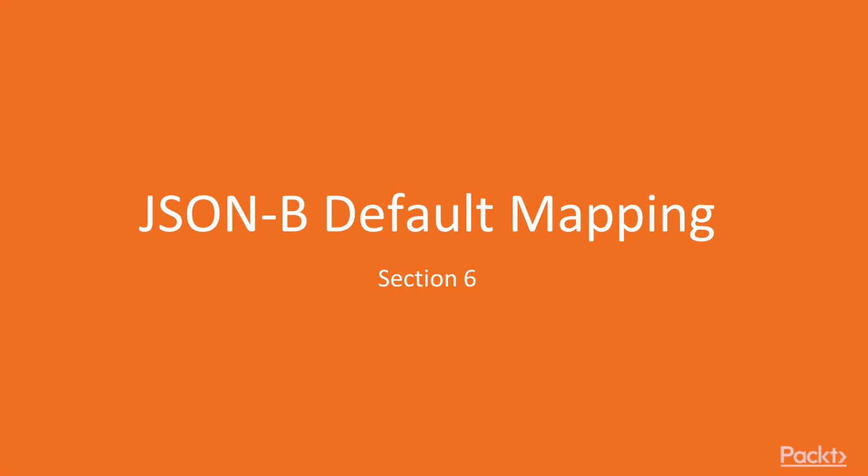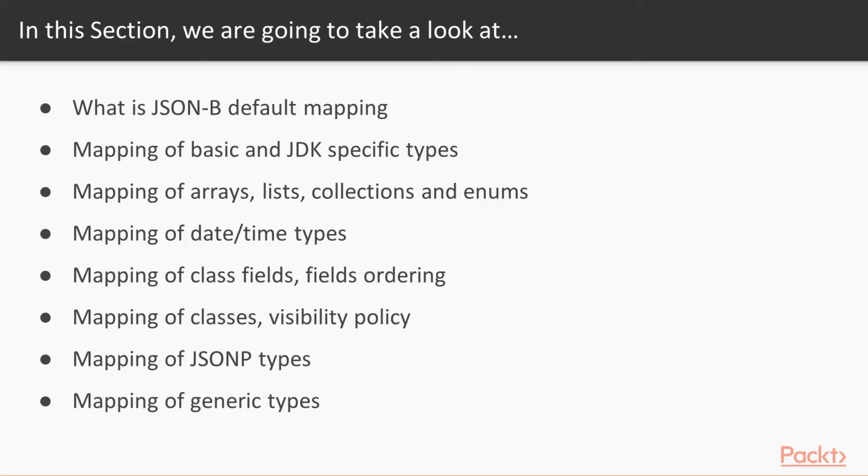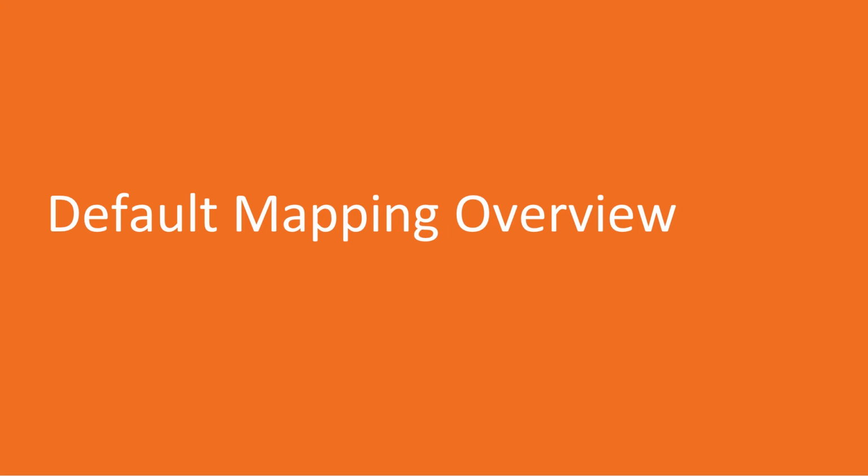Welcome to Section 6 of the JSON in Java Enterprise Edition 8 hands-on training. This section covers JSON binding default mapping. In this section, I'll explain what JSON-B default mapping is, and we'll learn about the rules it defines for mapping of basic and JDK specific types, arrays, lists, collections and enumerations, date-time types, JSON-P types, generic types, classes and class fields. We'll also study default field ordering and default field visibility policy. Let's get started. Here is the first Section 6 video, Default Mapping Overview.